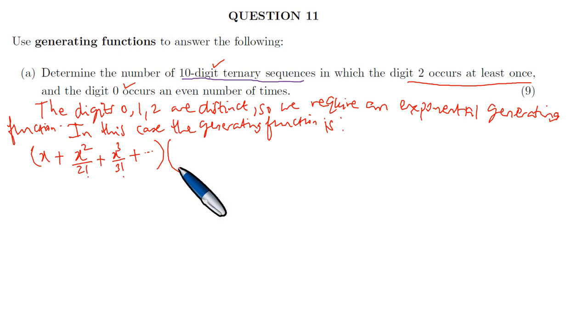I'm going to discuss this in detail and elaborate on this. And the digit 0 occurs an even number of times. So if the digit 0 occurs an even number of times, then for the digit 0 you're going to have 1, and then it can be x squared over 2 factorial, you can have x to the fourth power over 4 factorial.